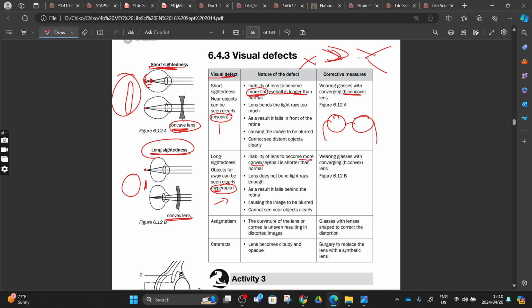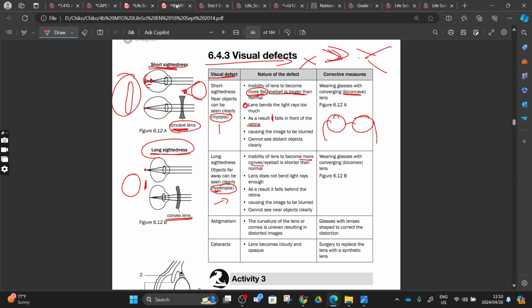Or we might have the lens bending the light rays too much, right? It means that your lens is becoming big always like this. Even if you are moving something away, it is always big. It is always bending the light before our retina, right? And as a result, the image falls in front of the retina.